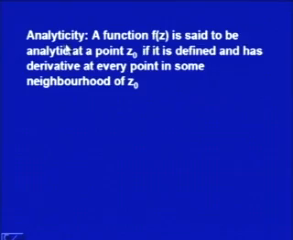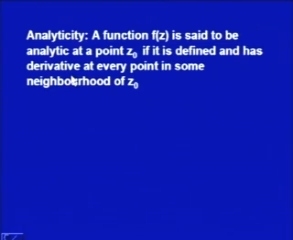Now, we introduce the concept of analyticity. A function f z is said to be analytic at a point z naught if it is defined and has a derivative at every point in some neighborhood of z naught. So, when we say differentiability, a function is differentiable at a point, but when we talk about analyticity, it has to be differentiable not only at a point z naught, but in some neighborhood of z naught.